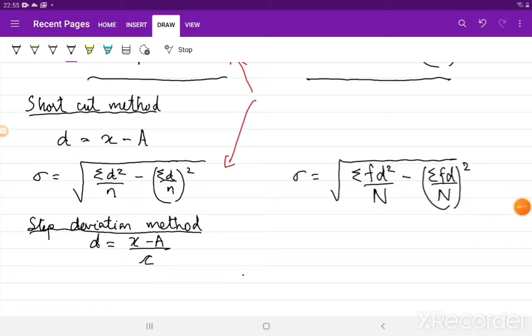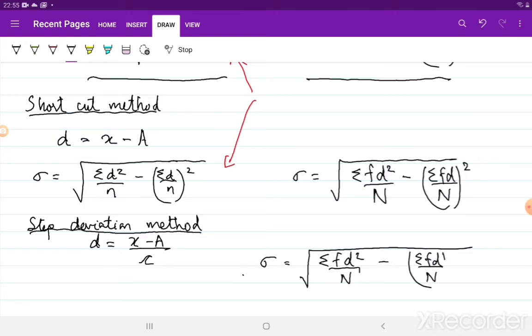So your sigma formula can be slightly modified: root under summation f d square by n minus summation f into d by n the whole square, into c. The c is outside the root. Okay.